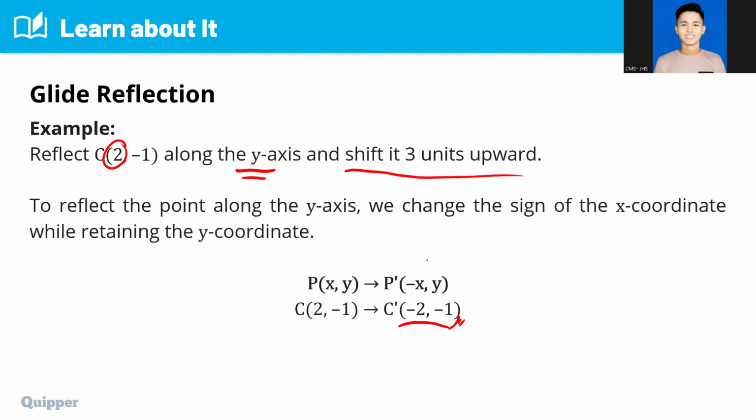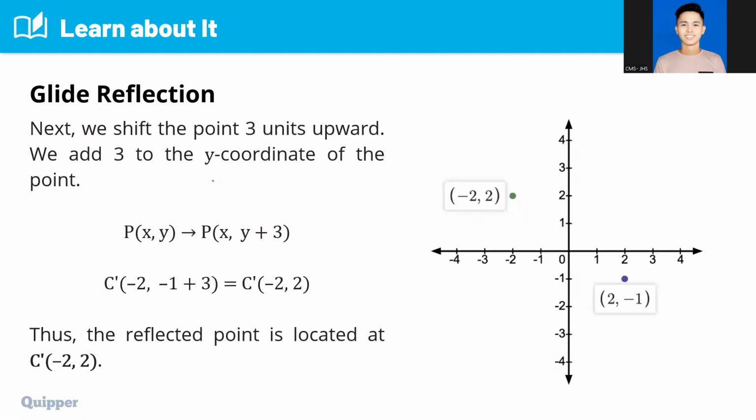So, the reflected coordinates of the given point C is (-2, -1), and we need to shift this 3 units upward. What do we do? We simply add 3 to the y coordinate. So from (-2, -1), we need to add 3 to -1 because that's the y coordinate of the reflected point. Now, the final point will be at (-2, 2).